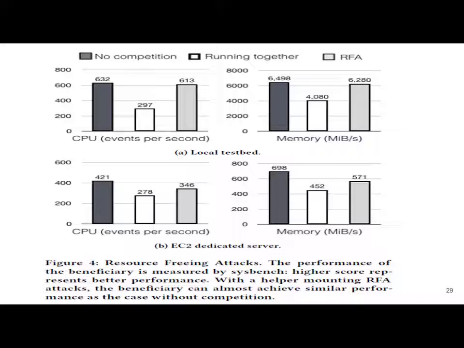program, we have 297 events per second in the CPU for the malicious container. But when we run a helper program with the malicious and victim containers both, the malicious container has 613 events per second in the CPU, which is almost equal to the original without any competition. The same happened in the EC2 instance also, and the same we can see in the memory in megabytes.